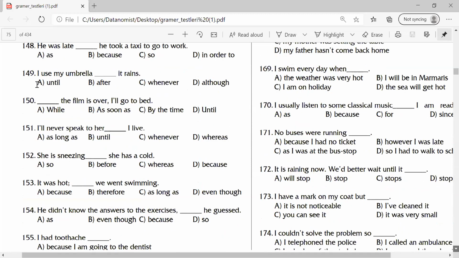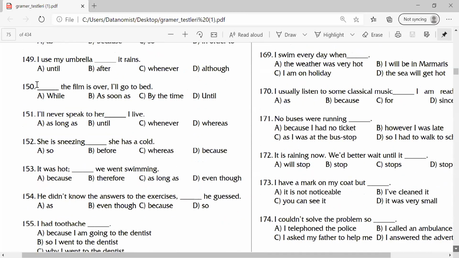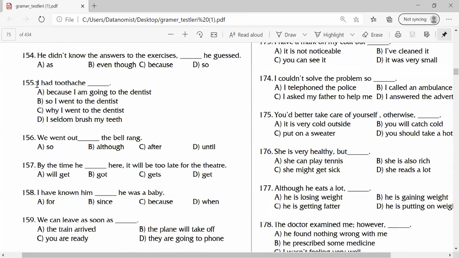Now 155. I had toothache because I am going to the dentist. So I went to the dentist. Why did I go to the dentist? I seldom brush my teeth. I want one secondary sentence here. So does it fit? We'll see. I had to because I'm going to. No, no. Why I went to the dentist? I had what? I seldom brush my teeth. This one: I had toothache, so I went to the dentist.